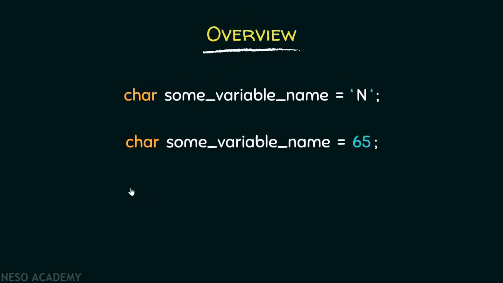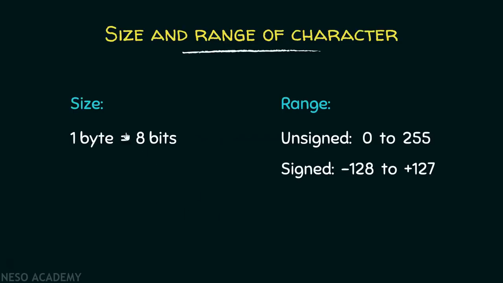Let's see the size and range of a character. The size of a character variable, you can say, or a character, is 1 byte long. And the range would be from 0 to 255 in case of an unsigned character and minus 128 to plus 127 in case of a signed character. This representation comes from the 2's complement representation. The unsigned range is because we have 8 bits of information available to us. Therefore, the maximum value that we would be able to represent is 255.